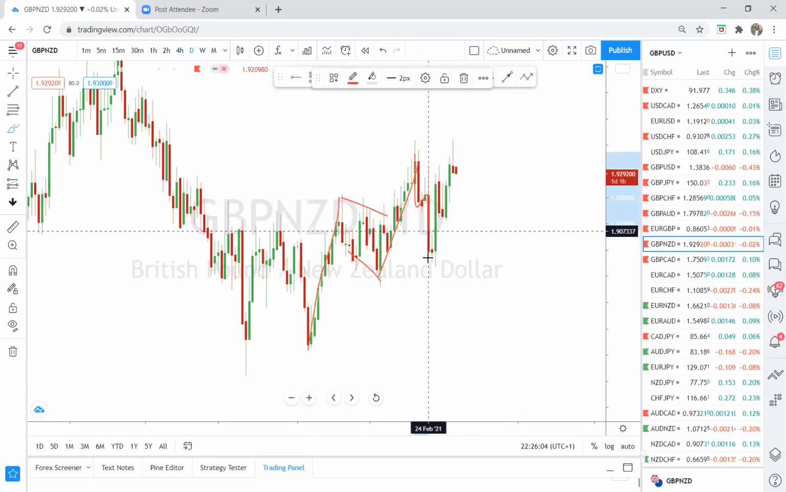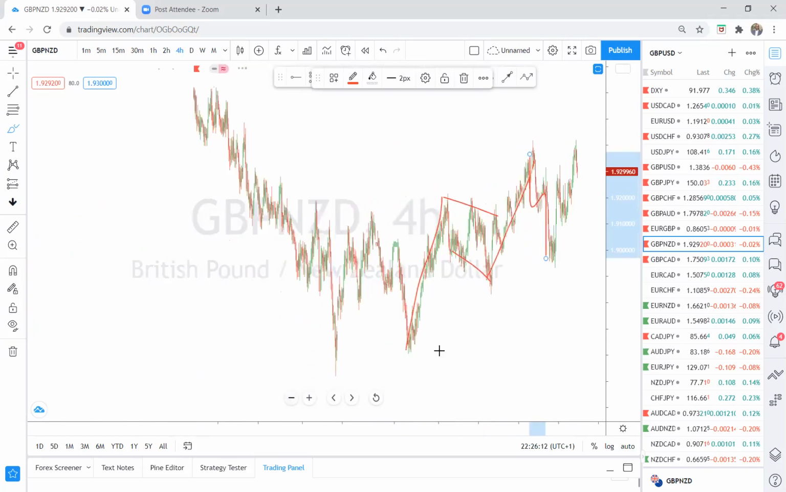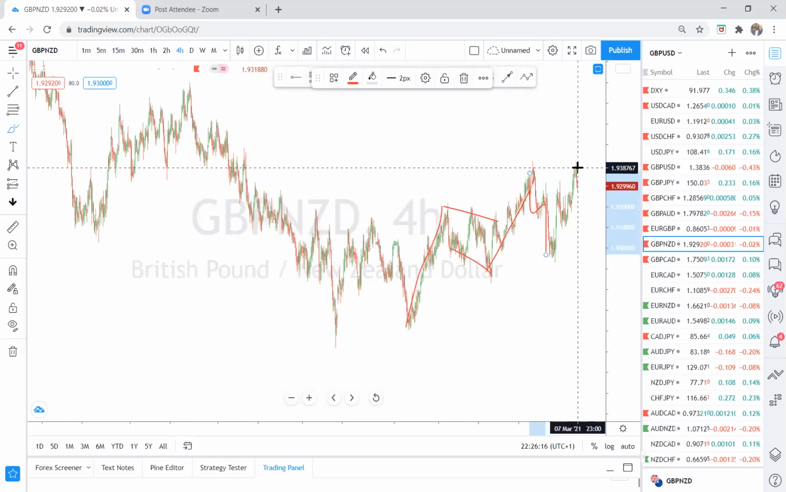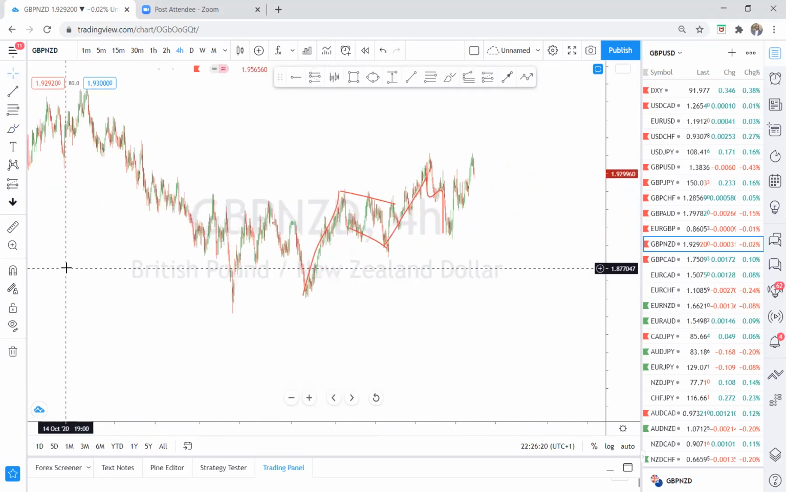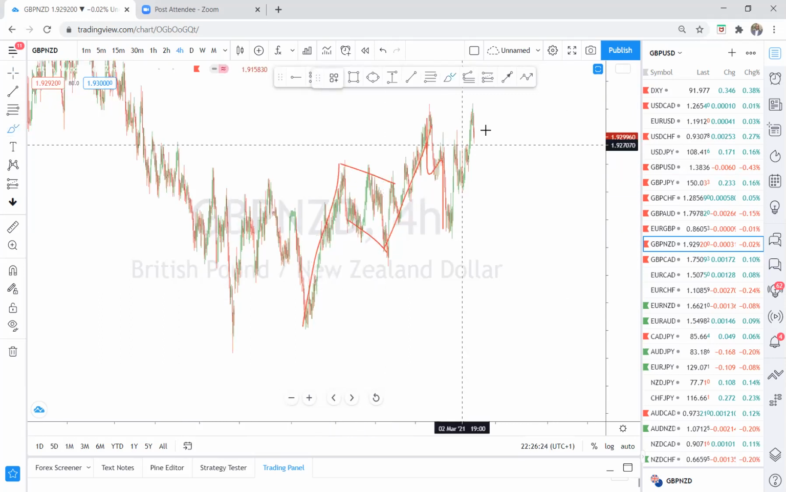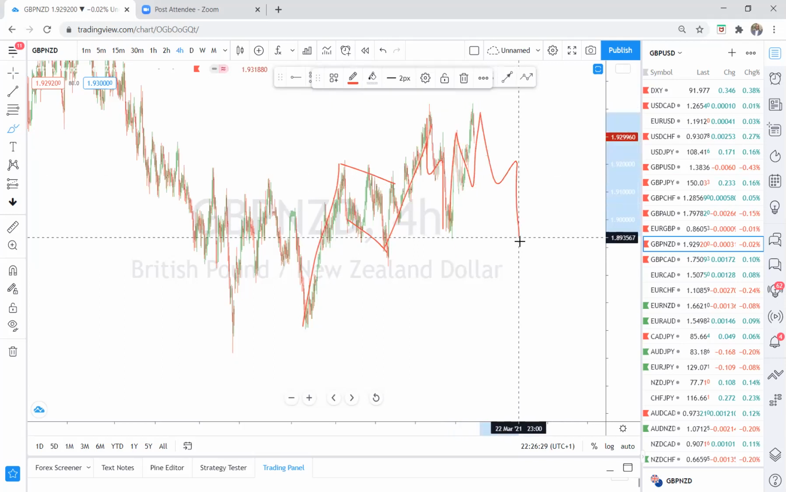Let's go to 4 hours. You see it very clearly in 4 hours. You have these three waves to the upside, then you are having a three-wave pullback. And how do you get a three-wave pullback? 1, 2, 3, then we expect 1, 2, 3.